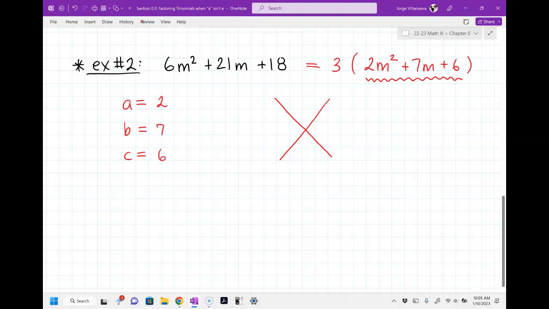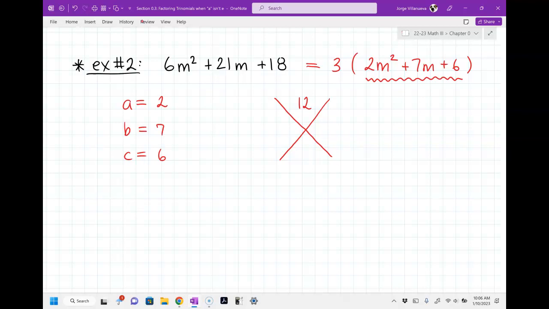And now that looks a lot easier because a times c, that's 12. Before, 6 times 18, that would have been 108. Okay? That's not fun to factor, right? 1 times 108, 2 times 54, 3 times, right? You're going to have tons of factors. Which one are you going to use? Like, no, I don't want to do that. So let's factor out something they have in common first, and then let's deal with the smaller factor.